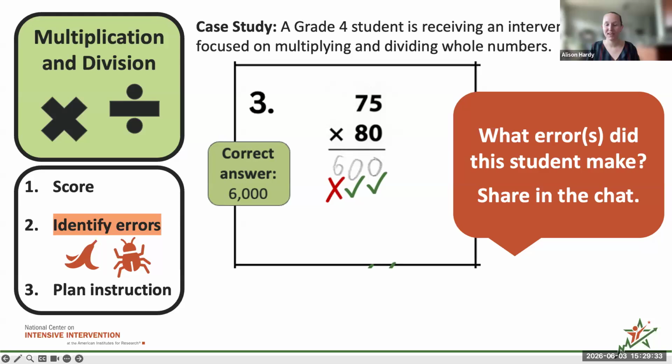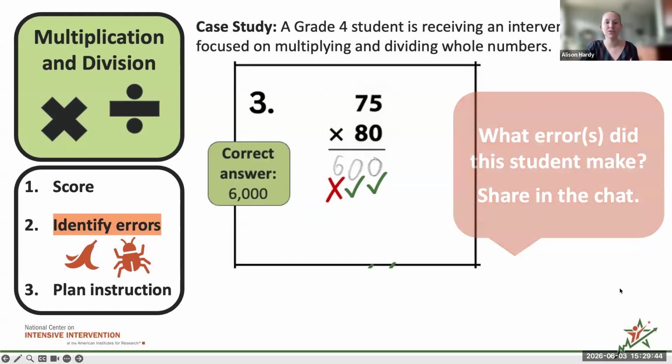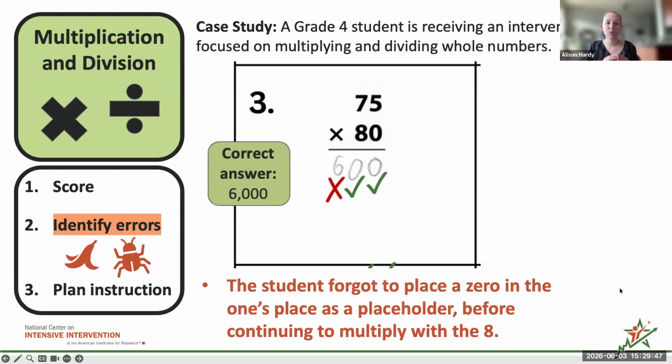Thank you, Sarah. So I'm seeing an interesting answer in the chat, and it says, to find the error, you will have to ask the student. They are missing a 0, but we don't know why, and I absolutely agree. So here we see that the student forgot to place a 0 in the ones place as a placeholder before continuing to multiply with the 8, but we really can't track with certainty what exactly the student was thinking, what exactly their error was. So I think this would be a great example to either go back and ask the student or construct a really similar problem and watch them solve it step by step.